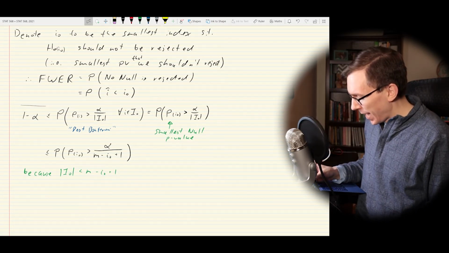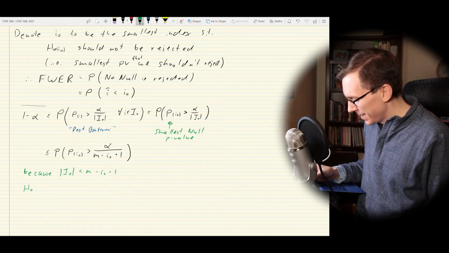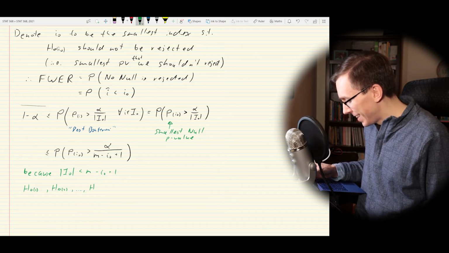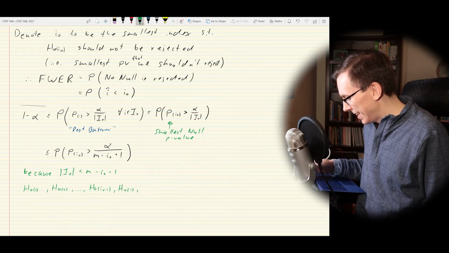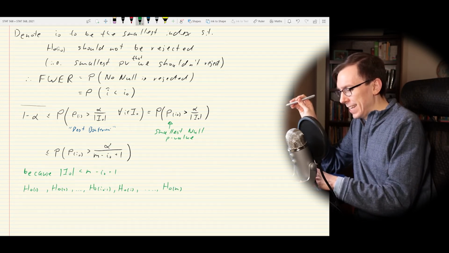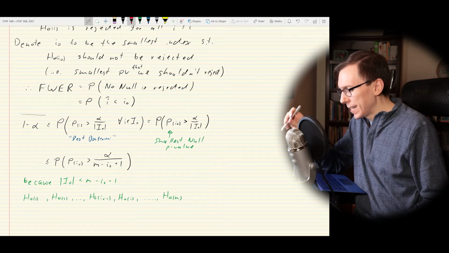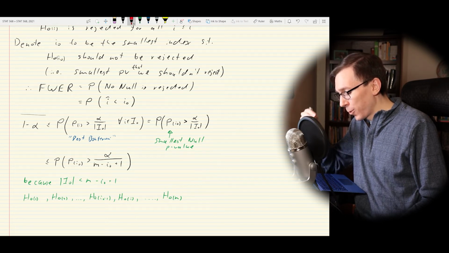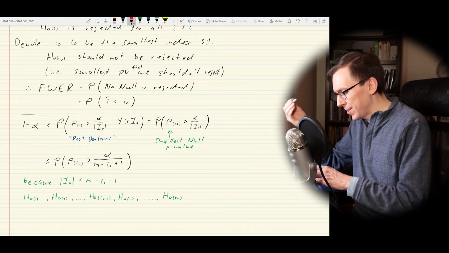Well, if we order our hypotheses H naught 1, H naught 2, and so on, h naught I naught minus 1, h naught I naught, and so on all the way up to h naught m. Well, remember, what is I naught? Again, the notation here takes a little bit to remember what it is. Well, it hasn't run off our screen yet. It's the smallest index such that the corresponding null hypothesis should not be rejected.